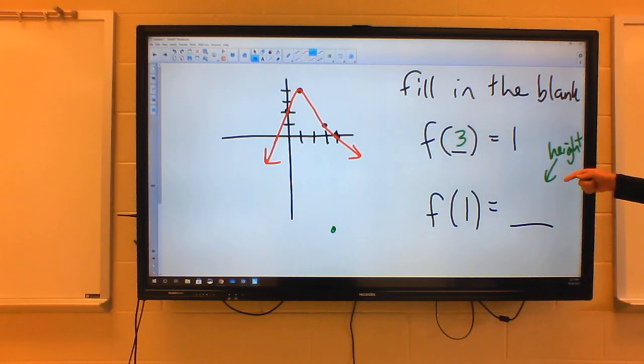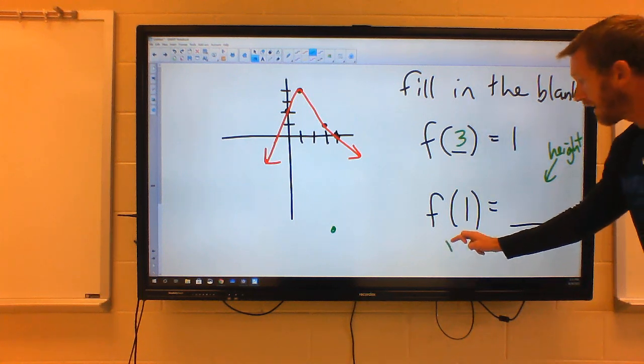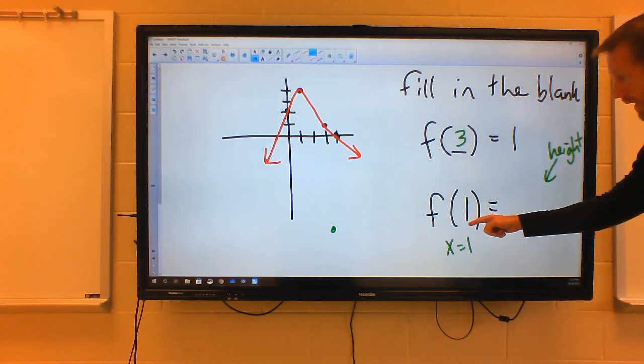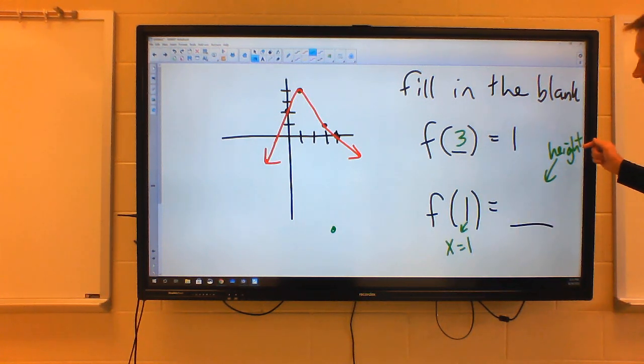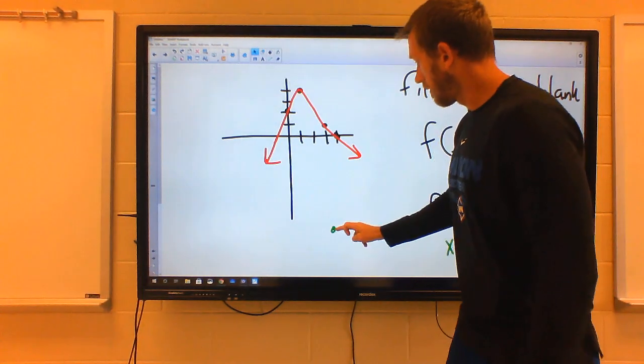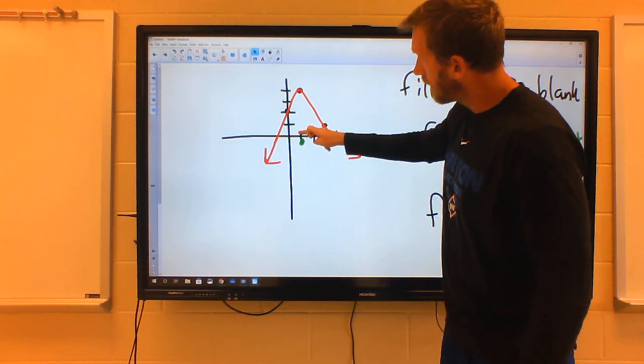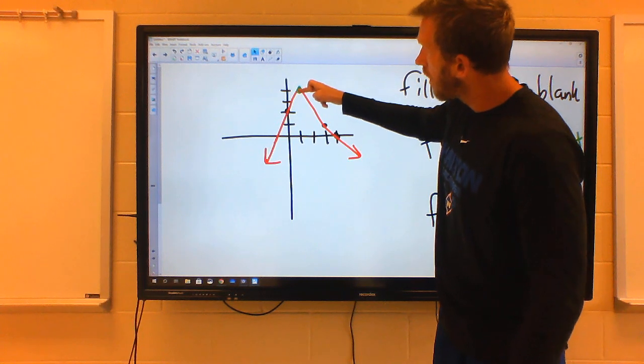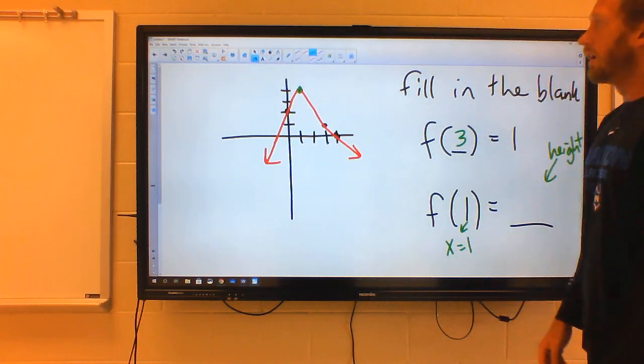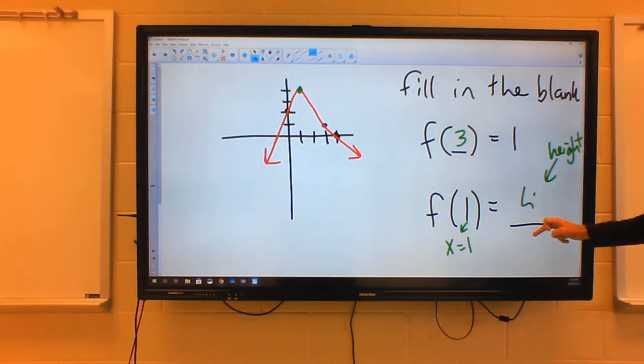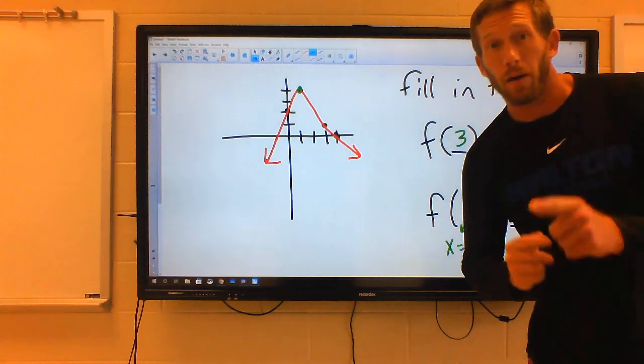Anyways, we're looking for the height when the x is 1. We know the x is 1. We are looking for the height. So here is x is 1. I don't see where I am yet. Oh, there we are. That is the height of 4 when x is 1. And we actually just found that point previously.